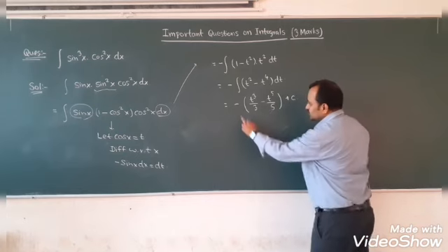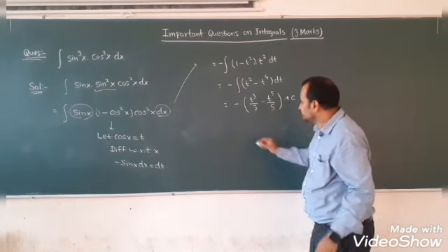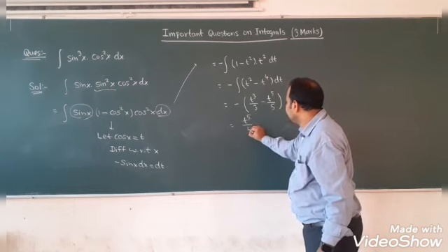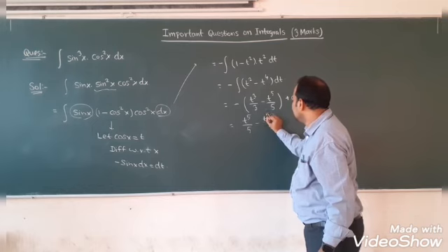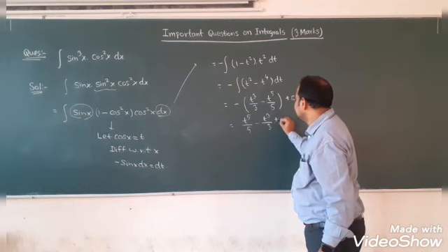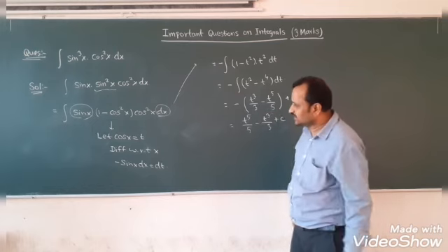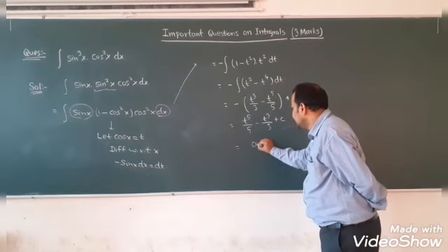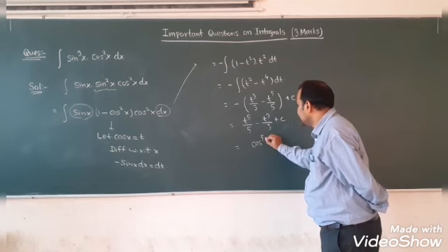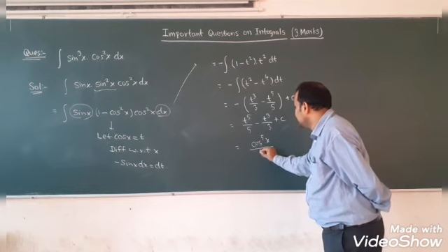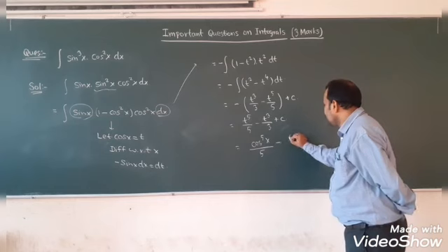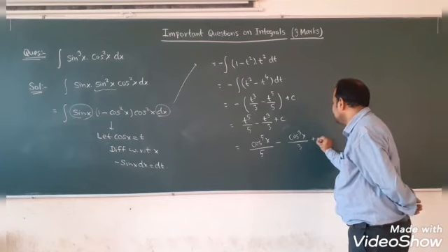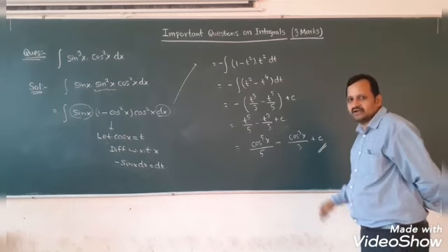Now this minus I am shifting inside. So t power 5 by 5 minus t power 3 by 3 plus c. But t is nothing but cos x. So we can say cos to the power 5 x divided by 5 minus cos cube x by 3 plus c. So this is the required answer.